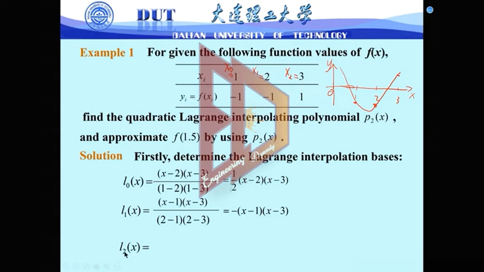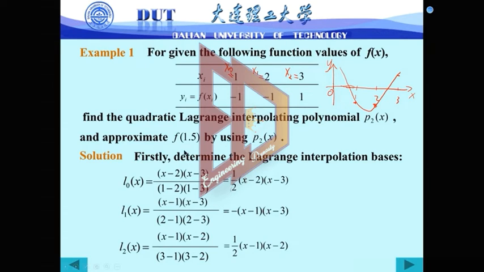Last, L2. For x2, the other nodes are 1 and 2, so the numerator is (x minus 1)(x minus 2). Then replace x by x2, which is 3, so (3 minus 1) multiply (3 minus 2). 3 minus 1 is 2, 3 minus 2 is 1, so the denominator is 2. So L2(x) is 1 over 2 multiply (x minus 1)(x minus 2). Now we obtain the 3 bases.